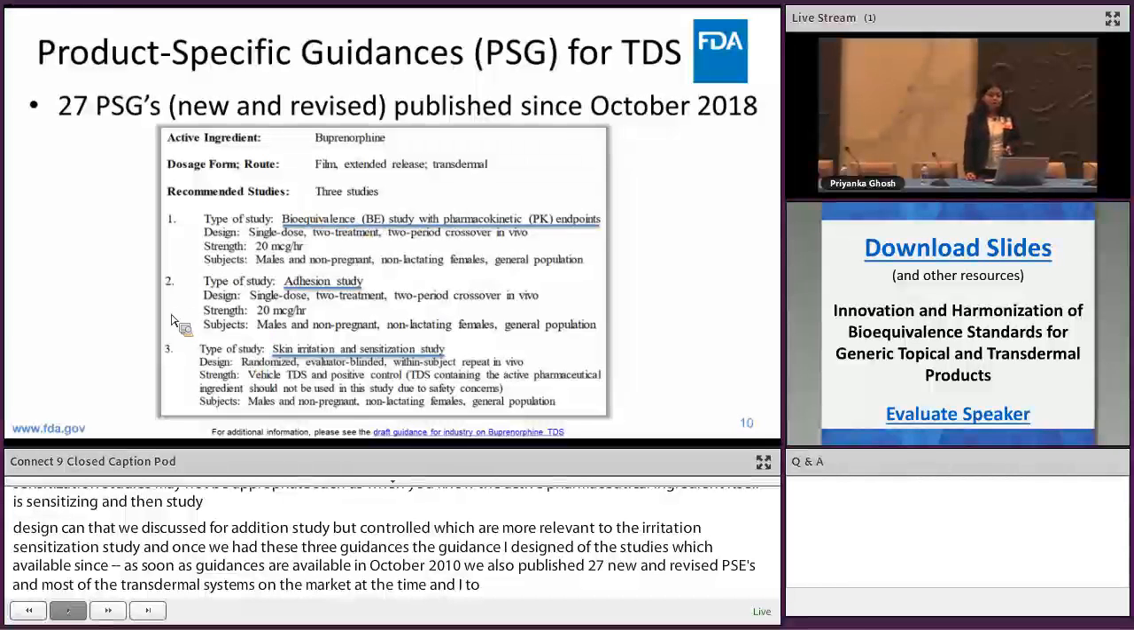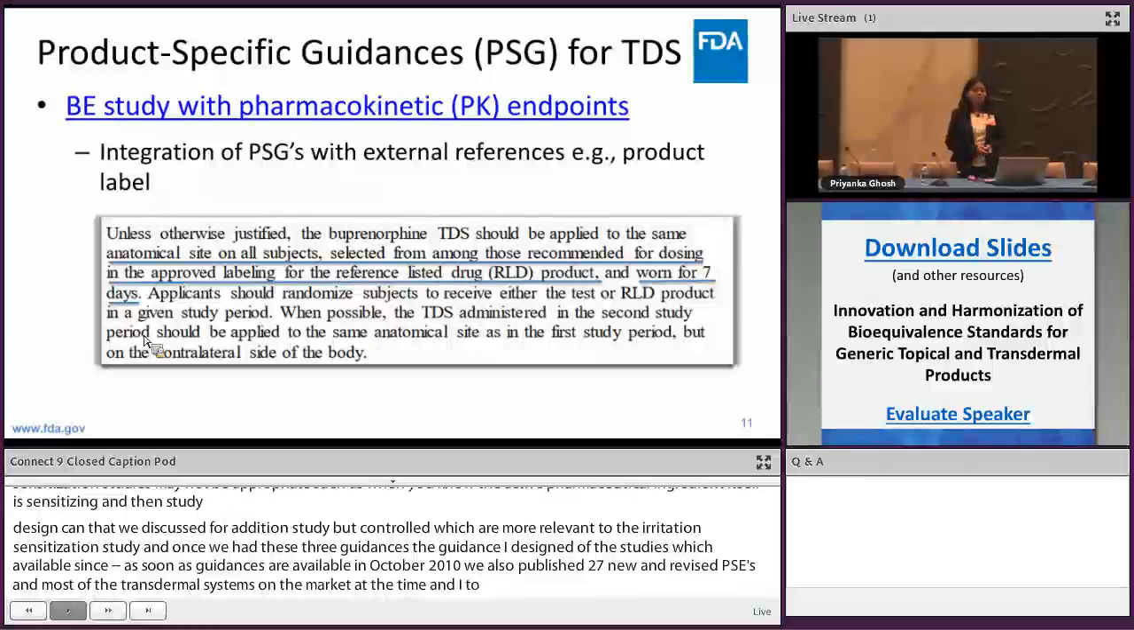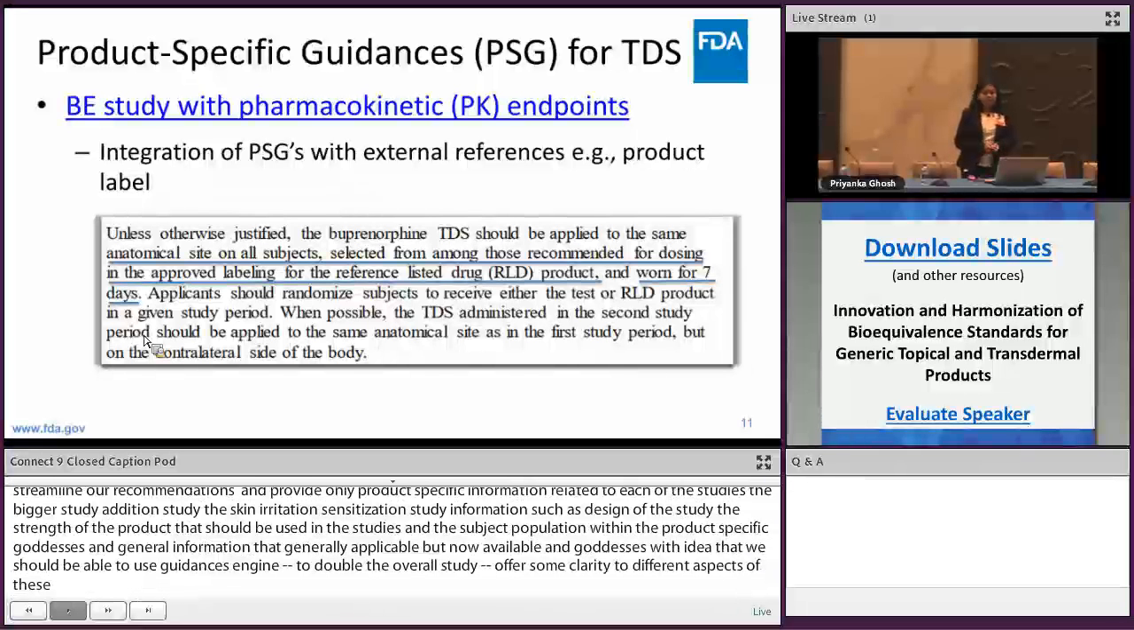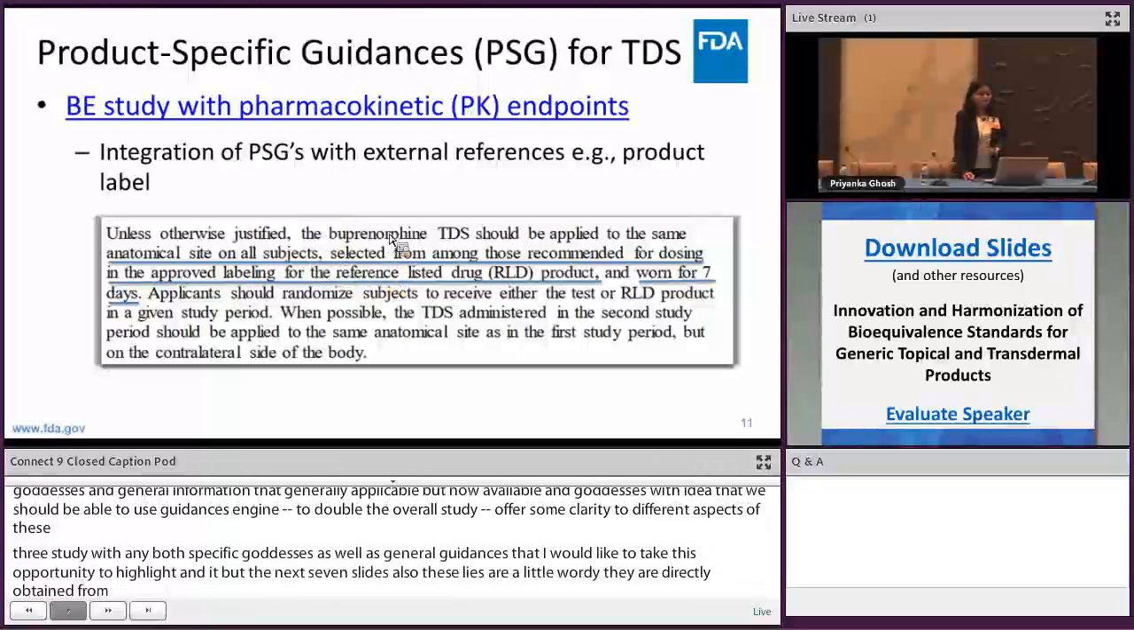We did offer some clarity related to different aspects of these three studies within both the product-specific guidances as well as the general guidances that I would like to take this opportunity to highlight today. For the next 7 slides or so, these slides are a little wordy. They are directly obtained from PSGs, and I have hyperlinked them to the PSGs that the text is from. So I would request if you can focus on the sections that are underlined, I will be really grateful.